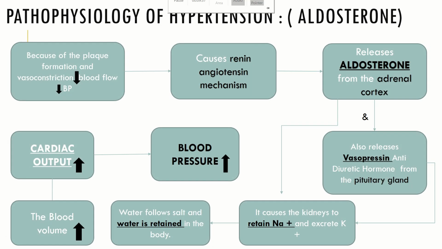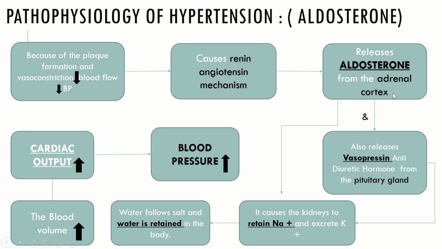So that is another mechanism that is called the aldosterone mechanism. As you know, there is a plaque formation which causes decreased blood flow, decreased BP, and causes the renin angiotensin mechanism. That is what we already know. When that takes place, it also produces aldosterone from the adrenal cortex.